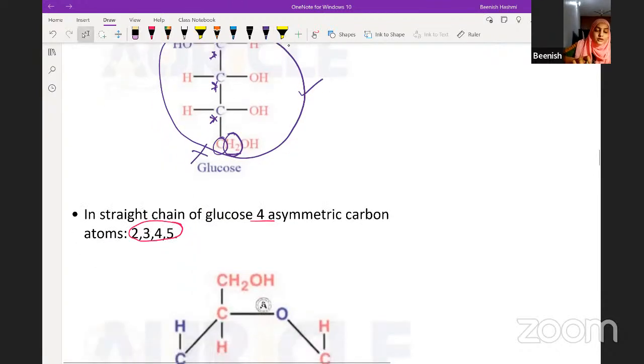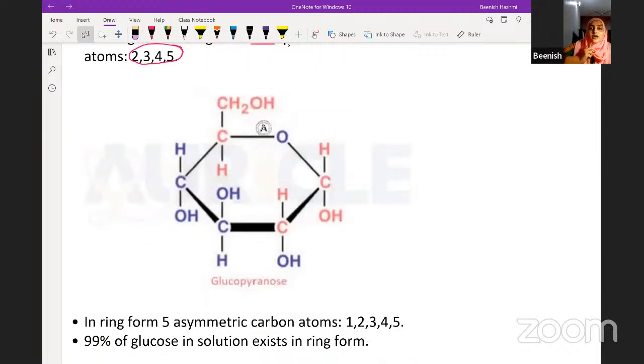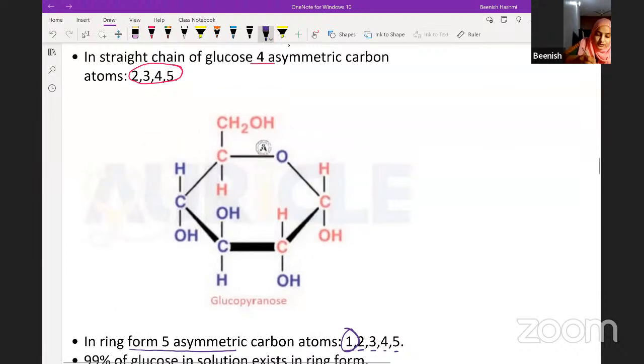Now moving on to the ring structure of glucose, we had discussed that glucose basically exists in the ring form. So in the ring form, it has 5 asymmetric carbon atoms. That is your 1, 2, 3, 4, and 5. Now 1 is also included. Let us have a look at how this is your carbon 1.